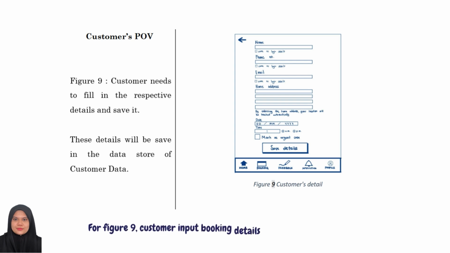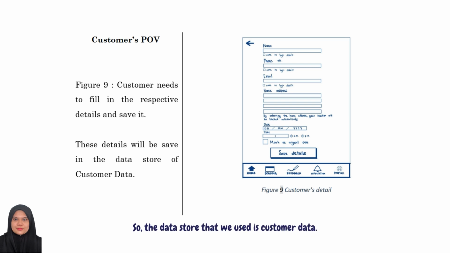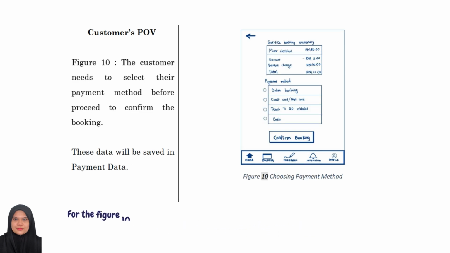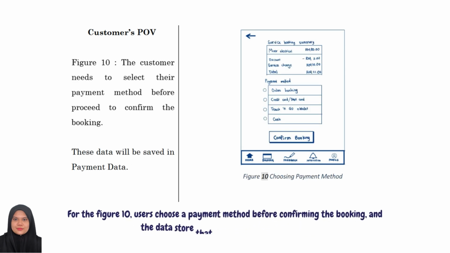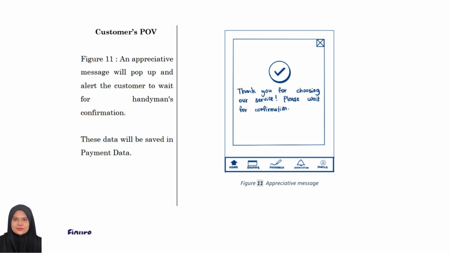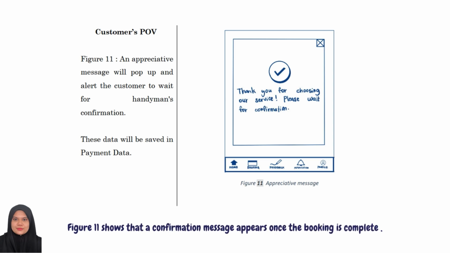For figure 9, the customer inputs booking details such as time and location. So the data store that we use is customer data. For figure 10, the user chooses a payment method before confirming the booking. And the data store that we use is payment data. Figure 11 shows that a confirmation message appears once the booking is complete.